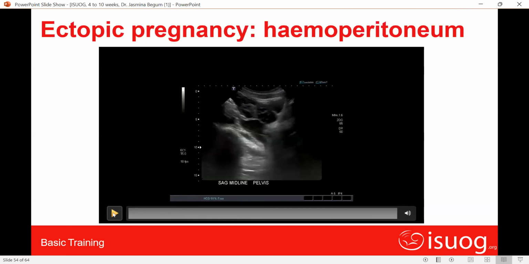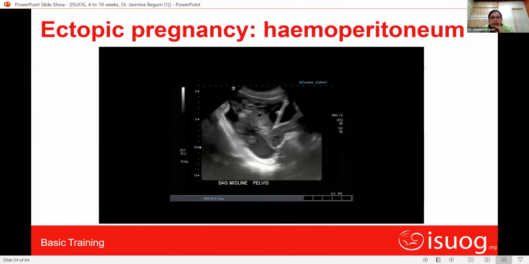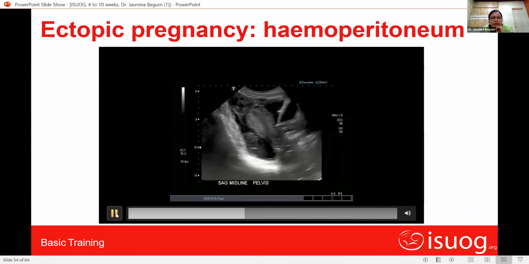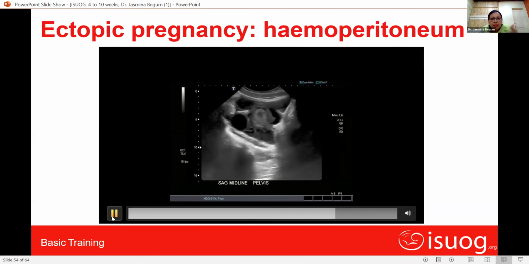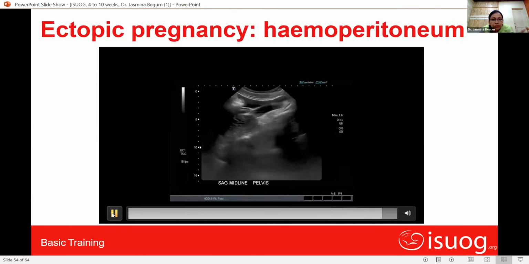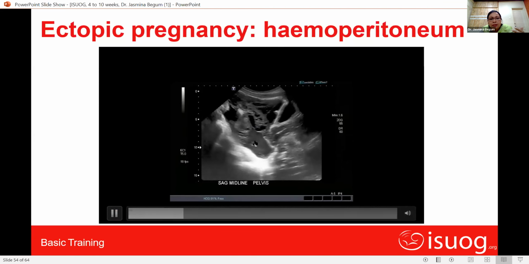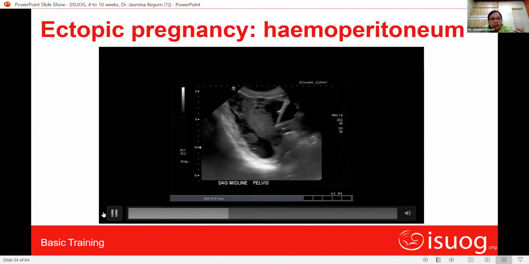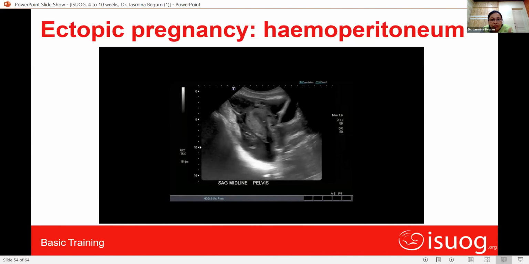Then in this image, you can see the uterine cavity is empty, and you can see hemoperitoneum outside the uterine cavity. In front of the uterus, even at the backside of the uterus, there are anechoic spaces, even echogenic debris. This is nothing but ectopic pregnancy in a serious, life-threatening condition: a ruptured ectopic with hemoperitoneum.